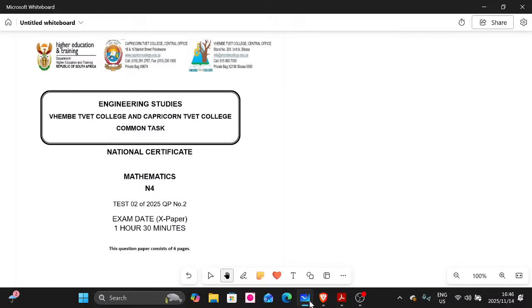Today, as you can see there, we have the question paper. This question paper is actually test 2 that was written last block by these colleges, which is Vhembe College and Capricorn. So it's a common paper for the colleges there. So if you know that you're from Vhembe or Capricorn, you might have come across this question paper here. So today we are going to do question 2 of this question paper.